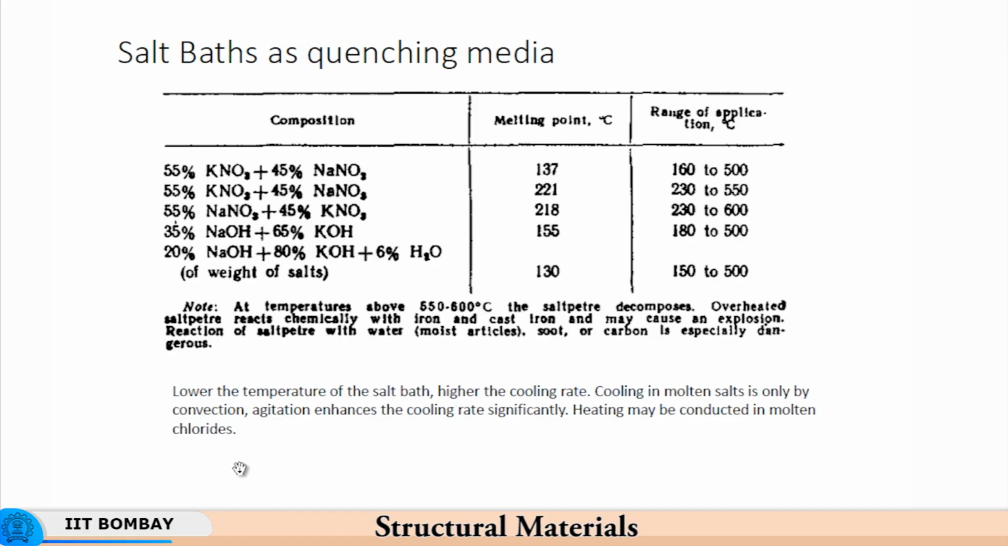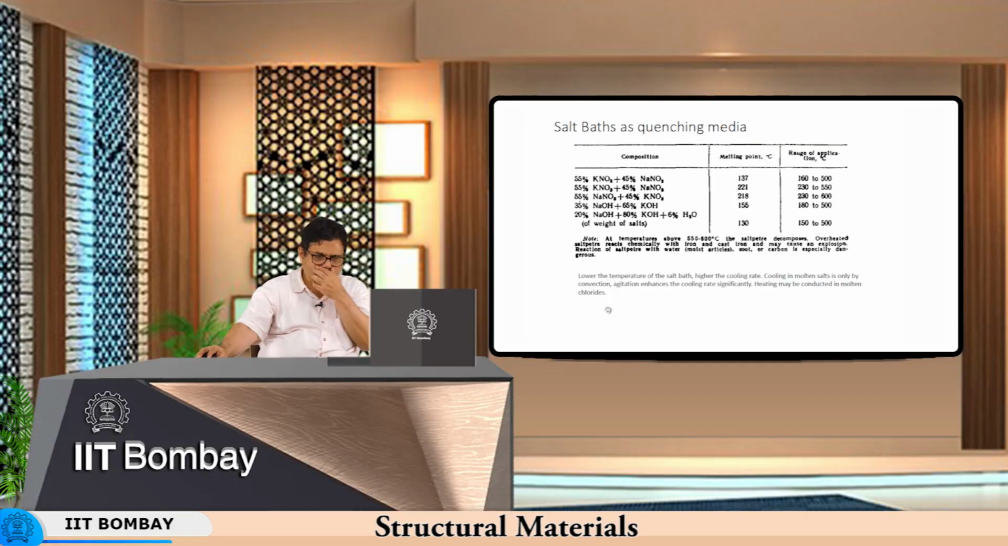What it means is that after quenching, this will get marginally heated. So, the salt bath will acquire the heat from the material being quenched, but this temperature can always be held at 221 degrees centigrade or 220 degrees centigrade roughly, so that you have a controlled cooling rate, a repeatably controlled cooling rate. So, cooling in molten salts is only by convection, and agitation enhances the cooling rate significantly.